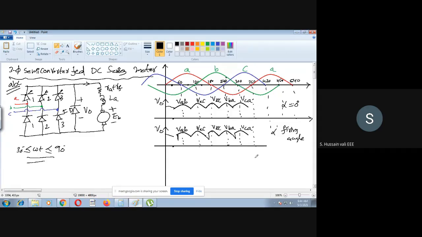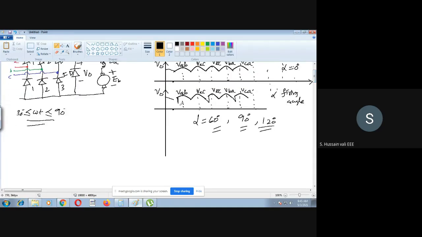Then you can have further delay. If you increase the delay, as we have seen last time in the case of the separately excited DC motor, we have seen some waveforms if you delay further, like alpha equal to 60 degrees, then alpha equal to 90 degrees, then alpha equal to 120 degrees. So three things we have seen. Just recall that for alpha equal to 60 degrees, this will come down exactly. Anyhow, we'll draw that here.